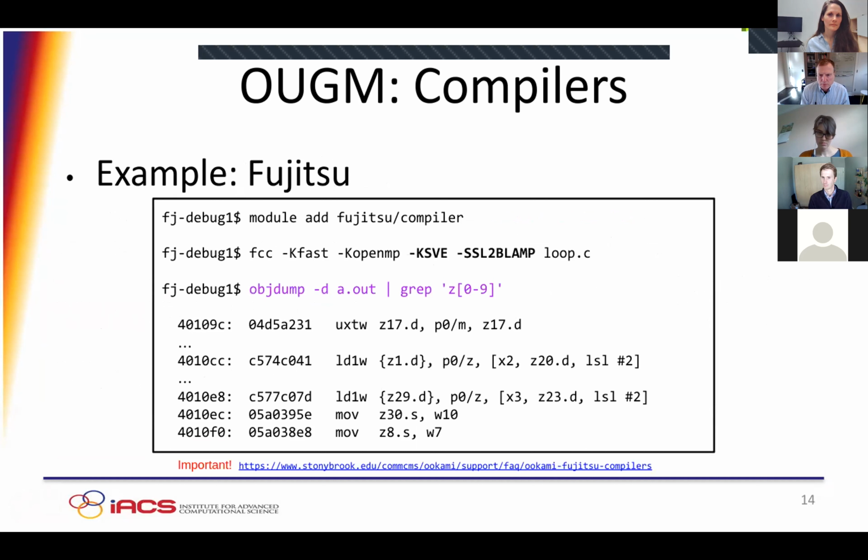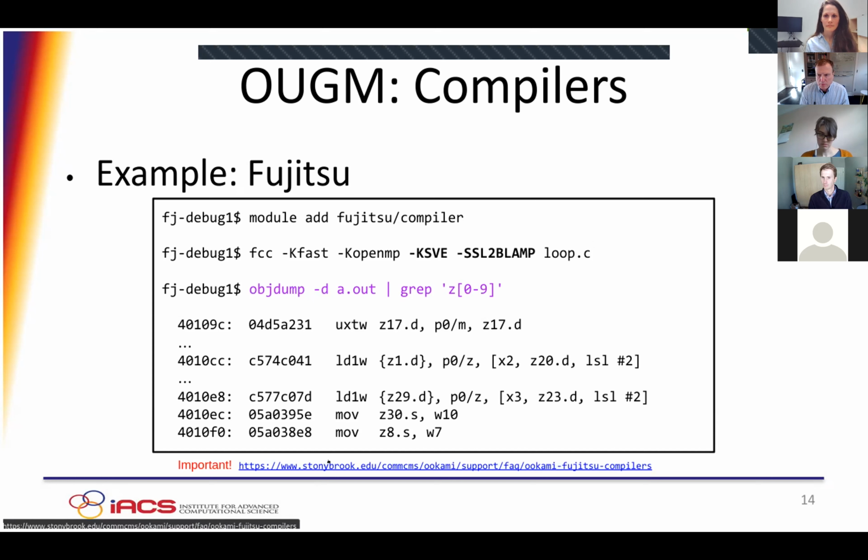And for the Fujitsu, yet different flags. They're sort of the same-ish, but they use different letters. And again, I'm telling it explicitly to compile for SVE, and I'm asking it to use the SSL2 library, so I don't need -lm to get unoptimized math instructions. And again, you can see that it's using vector instructions with the Z registers.